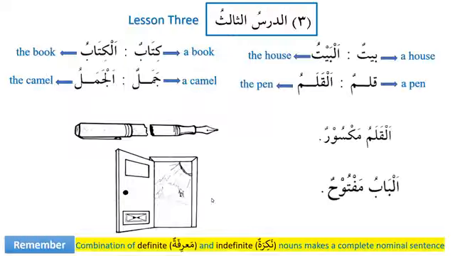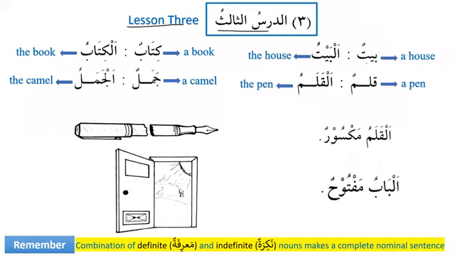Let's begin. Ad-Darsu Al-Thalithu, lesson 3. Now we can see that this is an incomplete sentence. It's a phrase. That's why the meaning we can see here is "lesson 3." So we can see that "lesson 3" is not a complete sentence. Similarly, in Arabic, it is not a complete sentence.